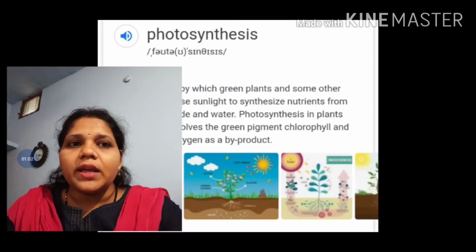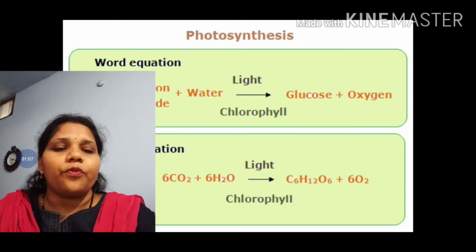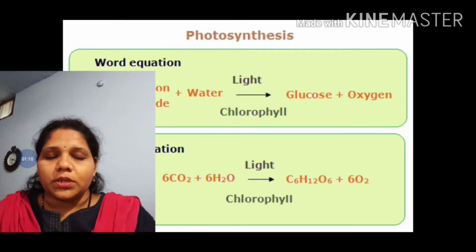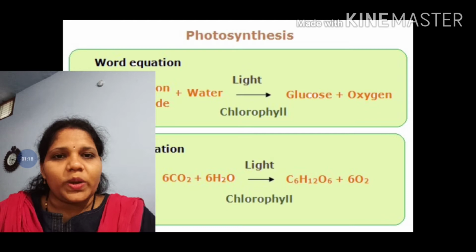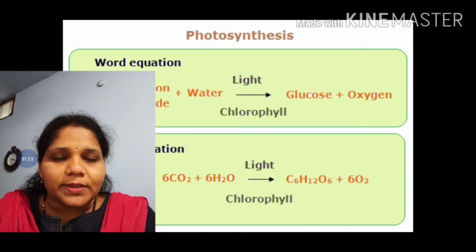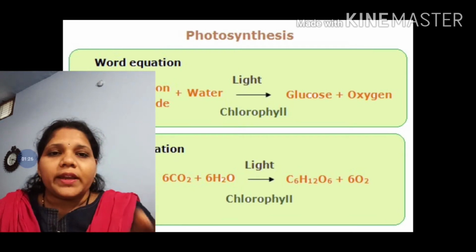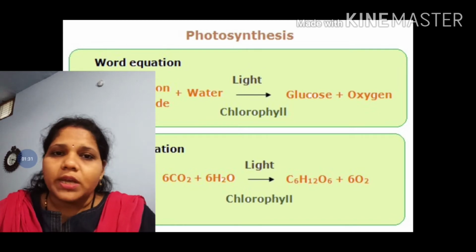Overall, what is the equation of photosynthesis? Generally, in photosynthesis, carbon dioxide and water combine and form glucose and oxygen. In an equation, the left-hand side is known as the reactant and the right-hand side is known as the product. We all know that. So today we will read, one by one, the components of both the reactant and product sides.